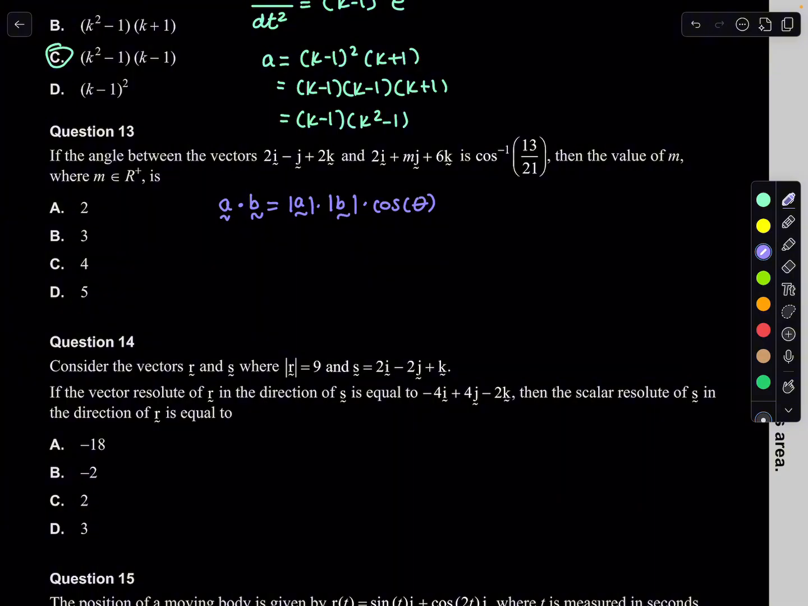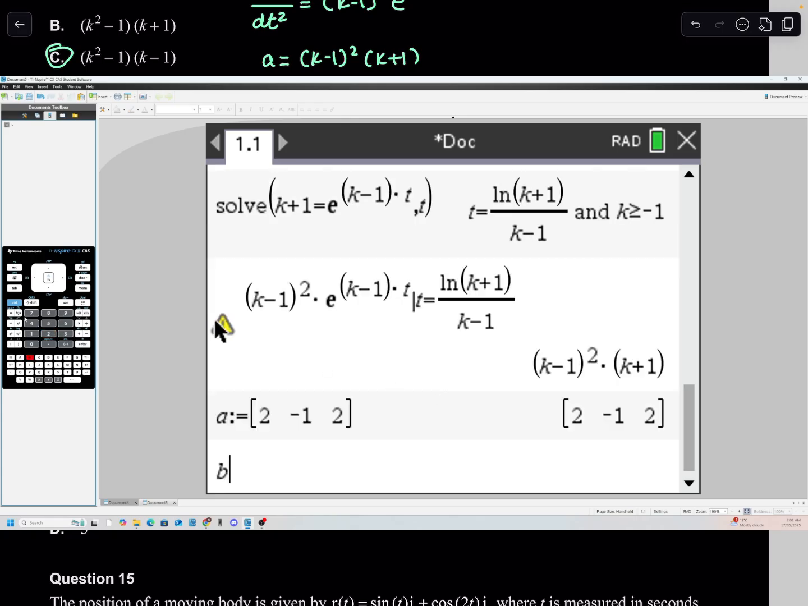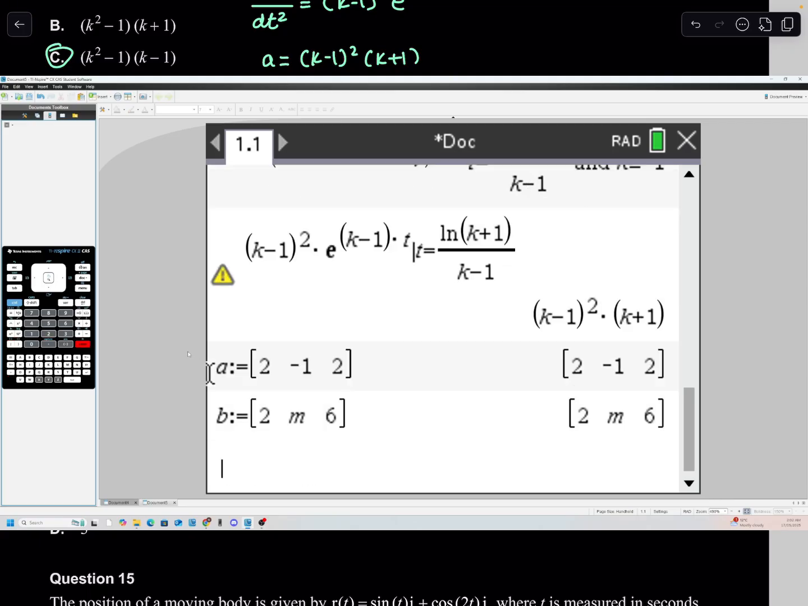And we can just actually do this all in our calculator. Let's do it, and let's define those two vectors. Let's define vector a as, of course, (2, -1, 2). And let's define b as the other vector, which is (2, m, 6). Yep. And so put them in that formula.